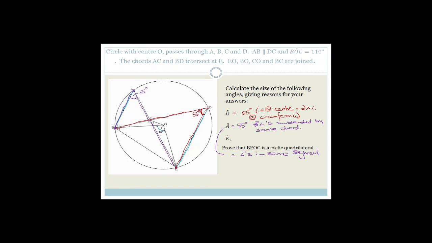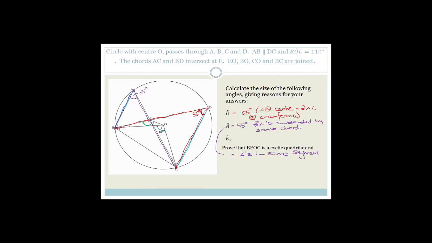Now we want angle E2. Okay, another color coming up. Let's get green. So we want angle E2. Okay, so that's not at the center of the circle. Do you agree? And so therefore we can't say that that's 110 degrees. And we also can't say anything about it with respect to E1 or E3 yet.